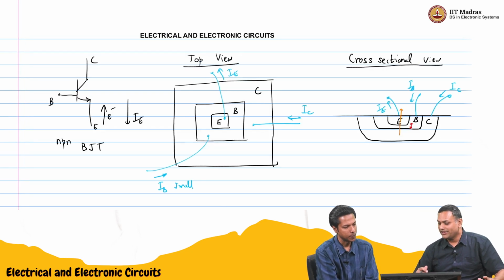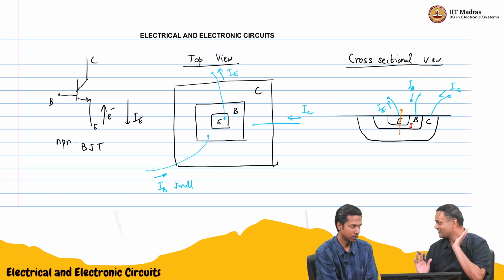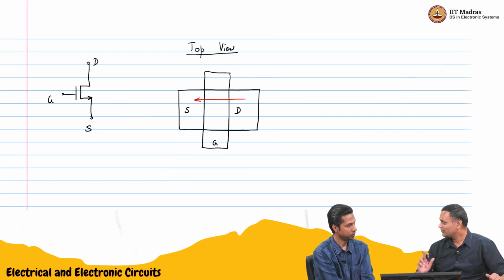For the BJT, it's an exponential device, and the only parameter we had in the equation was the saturation current. The saturation current is a function of the base-emitter junction cross-sectional area. In the case of the MOSFET, we had W and L, so we need to mark that here.